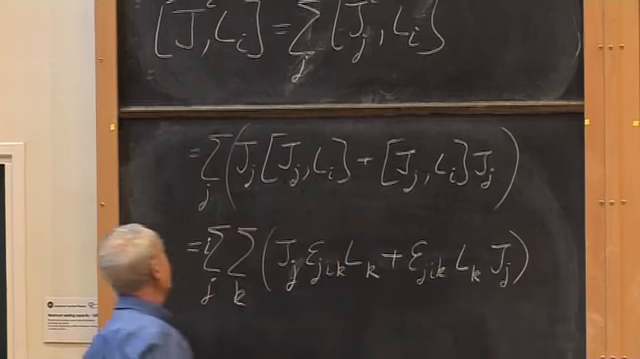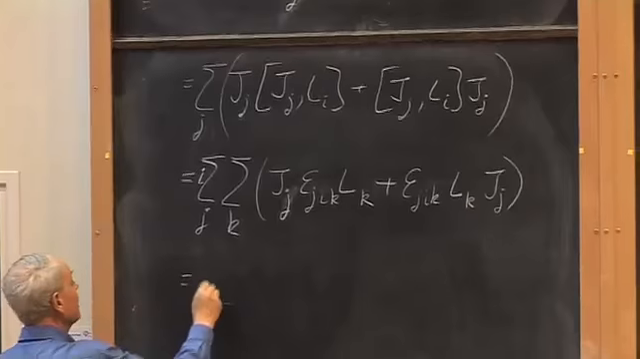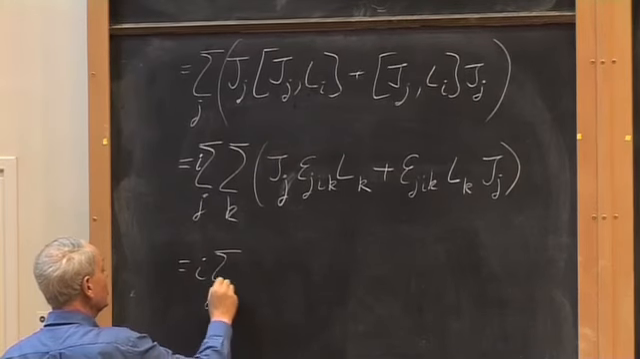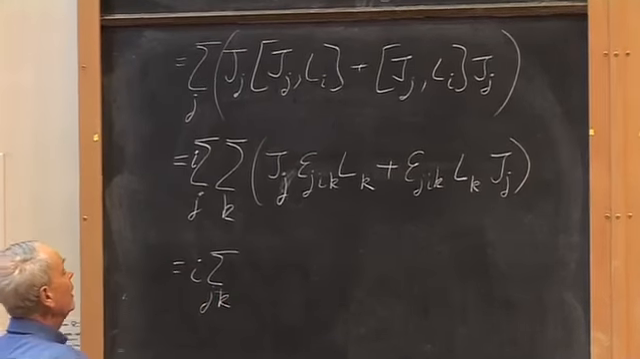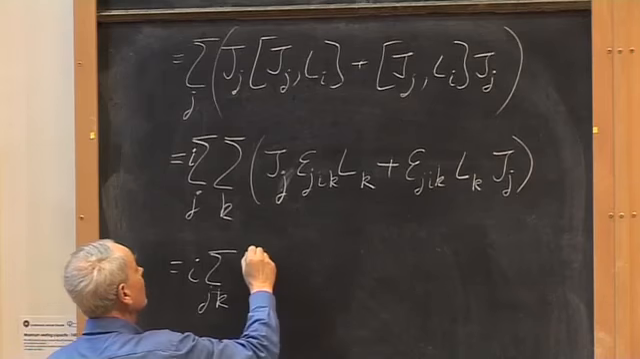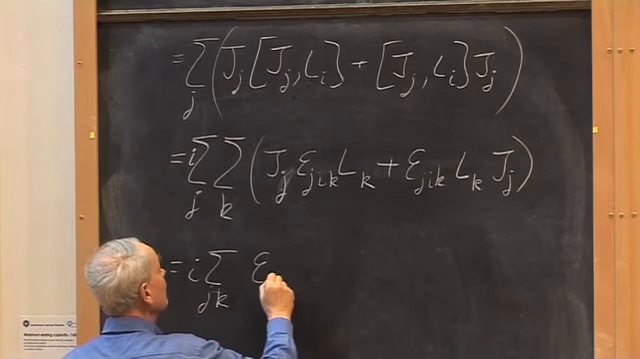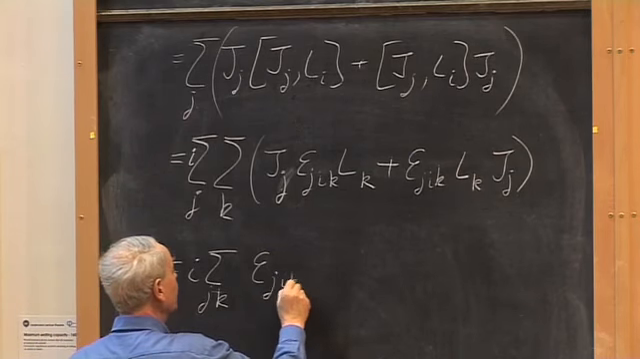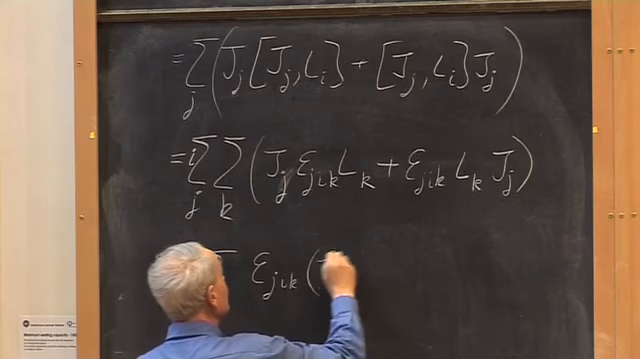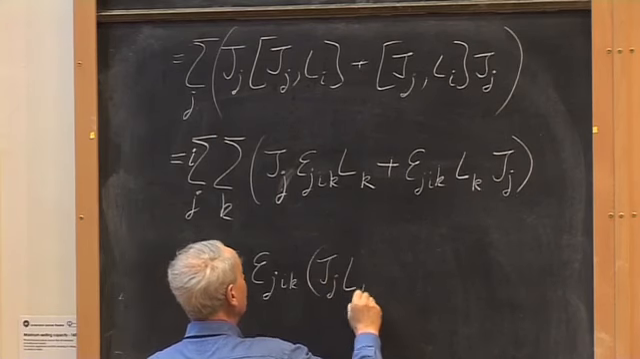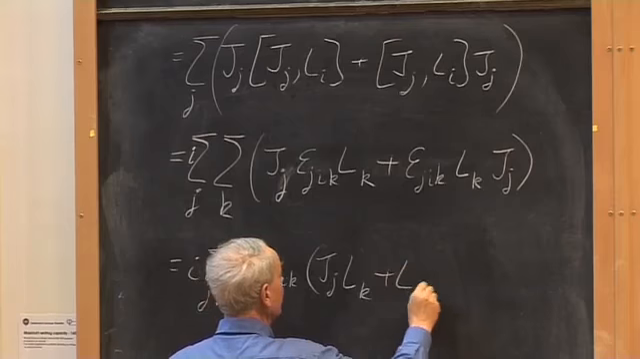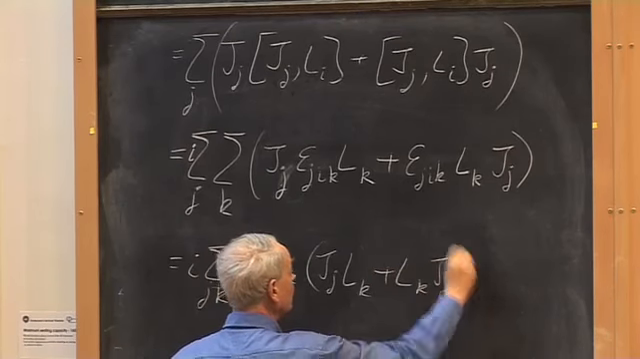So we can clean this up into i times the sum over both j and k, going over x, y, and z, of epsilon jik times Jj Lk plus Lk Jj.